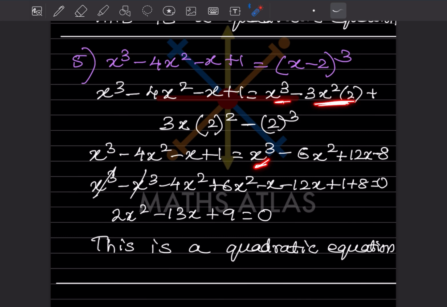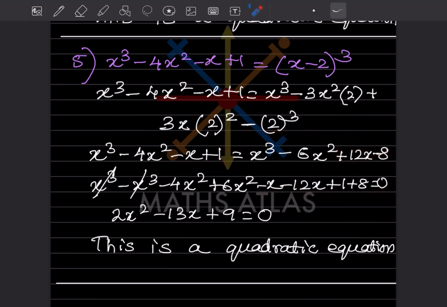Then we are going to multiply this one, that will be 6x square, and plus this 3x into this will be 4, 4 3s are 12x, and this will be minus 2 cube, means again you have to multiply 2 3 times. But the sign will be minus here. So now this x cube as it is, this will bring here, that will be minus x cube, minus 4x is already here, minus 6x square, you will bring it here, that is going to be plus 6x square, minus x as it is here, plus 12x will be minus 12x, plus 1 will be as it is here, and this minus 8 will be plus 8 is equal to 0.